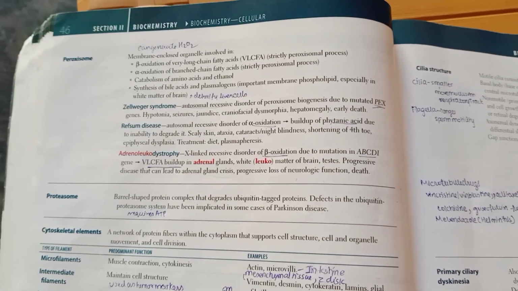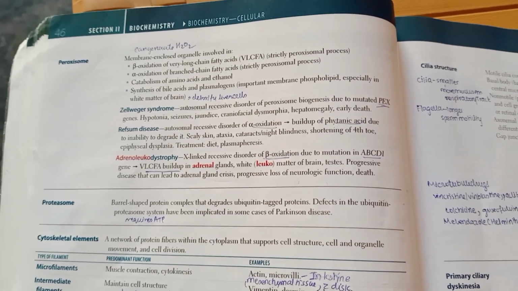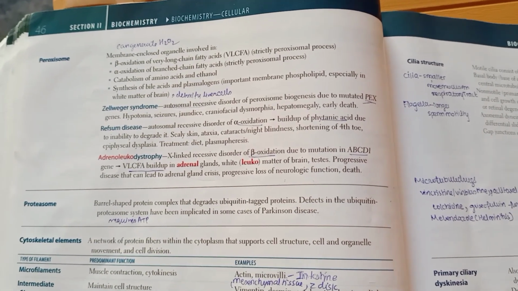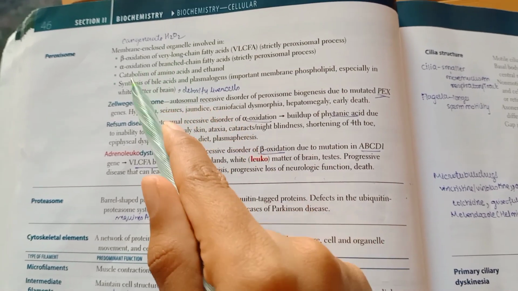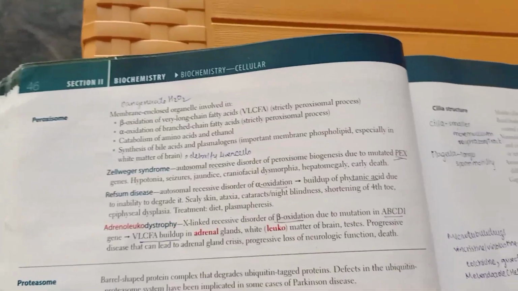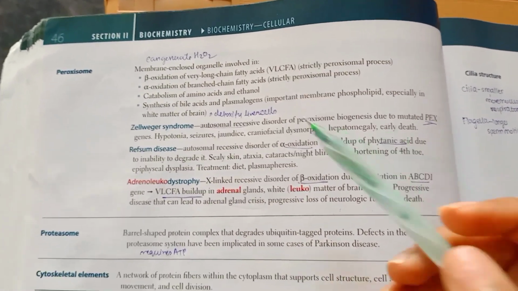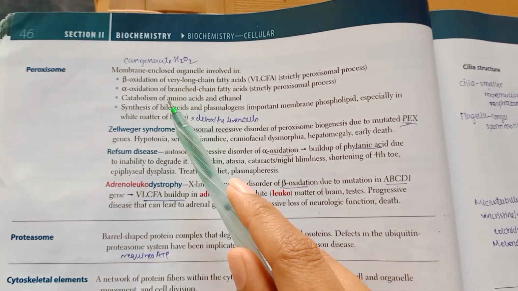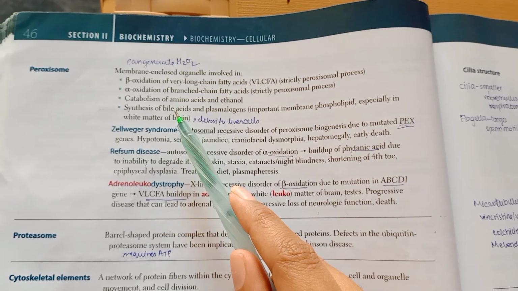Now the peroxisome. Peroxisome is used mainly for oxidation of fatty acids, its main function. There are two types of oxidation, beta and alpha oxidation. Beta oxidation is for very long chain fatty acids. Alpha oxidation is for branched fatty acids. If this oxidation of fatty acids is not done, then that will lead to these kinds of problems. We'll also discuss that. Not only oxidation of fatty acids, peroxisome also does catabolism of some amino acids and ethanol.